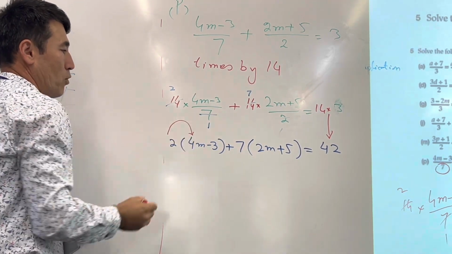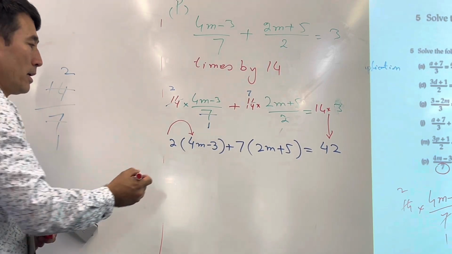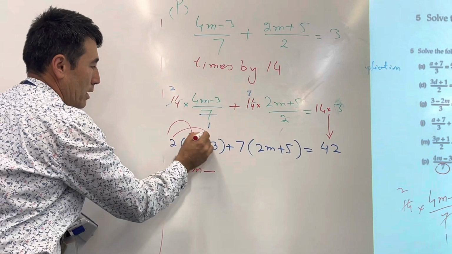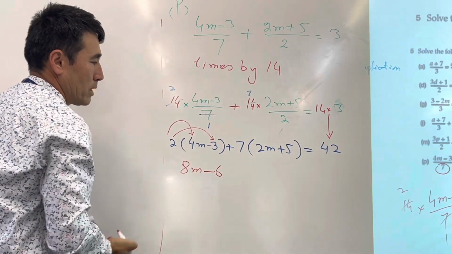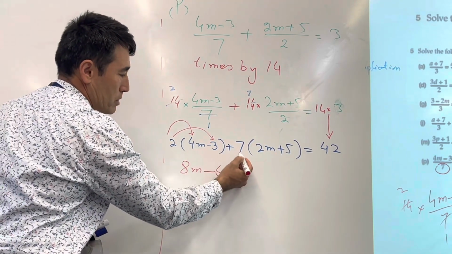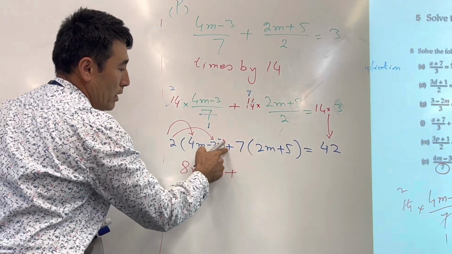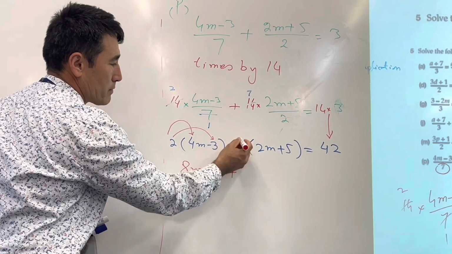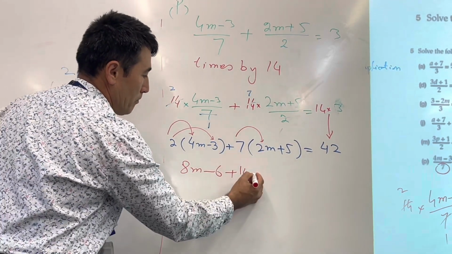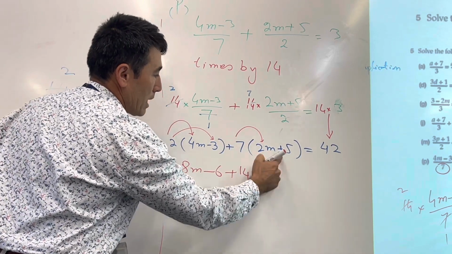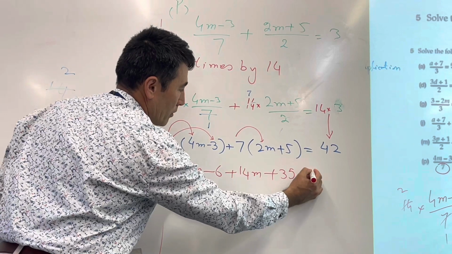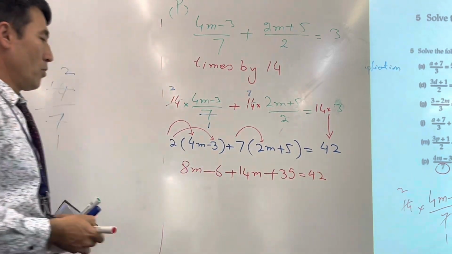See, 2 times 4, 8. And then 6, take away 6. Just 6, only 6, yes. So guys, this one is positive 7, okay? When you open it, you will not change sign because it's positive. 7 times 2, 14, plus 35. 7 5s are 35.